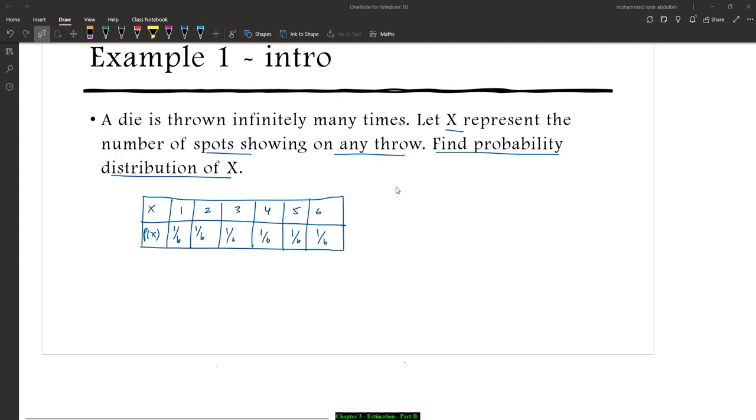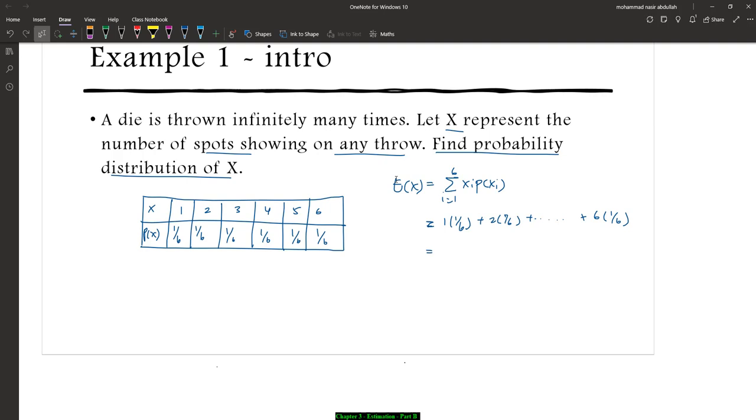And then we try to find the expected value of x. Expected value of x should be equal to the summation of xi multiplied by the probability of xi, where i equals 1 until 6. So this one should be 1 multiplied by 1 over 6, plus 2 times 1 over 6, right? I think you already know this one. Up to 6 times 1 over 6. So can you calculate for me? What is the answer for the expected value of x?